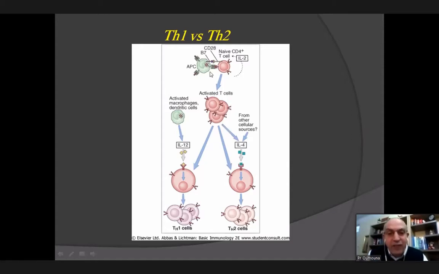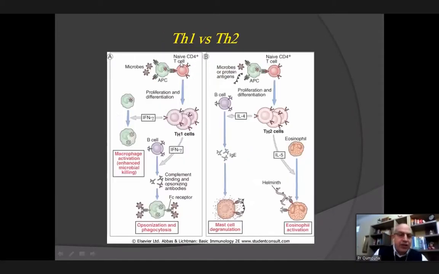Now, if in this case we have a parasite, there is exposure, there is cloning, but there is no secretion of interleukin-12. Some other sources, such as basophils, can secrete interleukin-4. Receiving interleukin-4, the naive T cell will become Th2, and then will secrete in its turn interleukin-4 and interleukin-5. Here Th1 and here Th2.